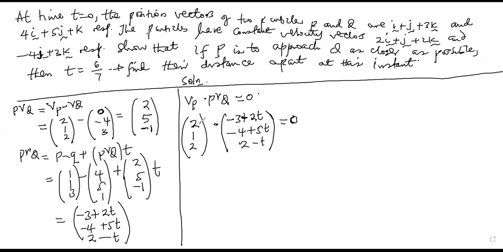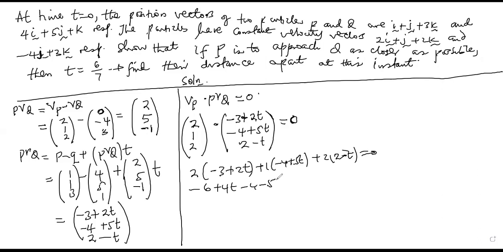So when we dot, of course, here you have 2 into negative 3 plus 2t, then plus 1 into negative 4 plus 5t. Then you have plus 2 into 2 minus t equaling 0. So when you look at this, this is negative 6 plus 4t, minus 4 plus 5t, then plus 4 minus 2t equals 0. So summarizing this, 9 minus 2, that is 7t, is equaling negative 6 minus 4, that is negative 10.